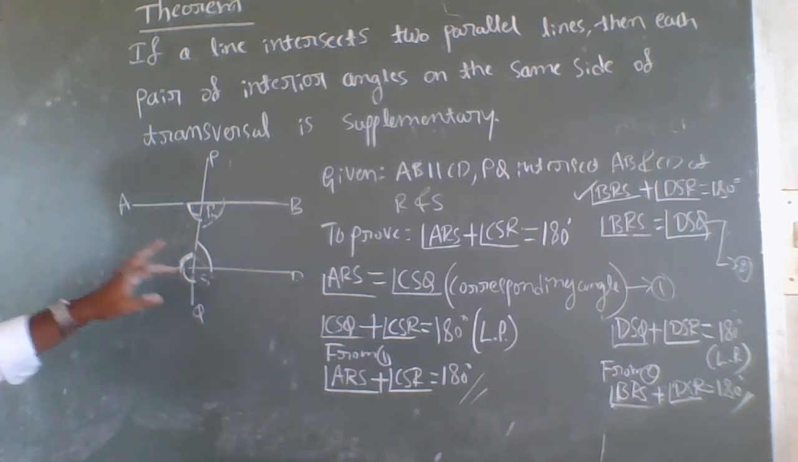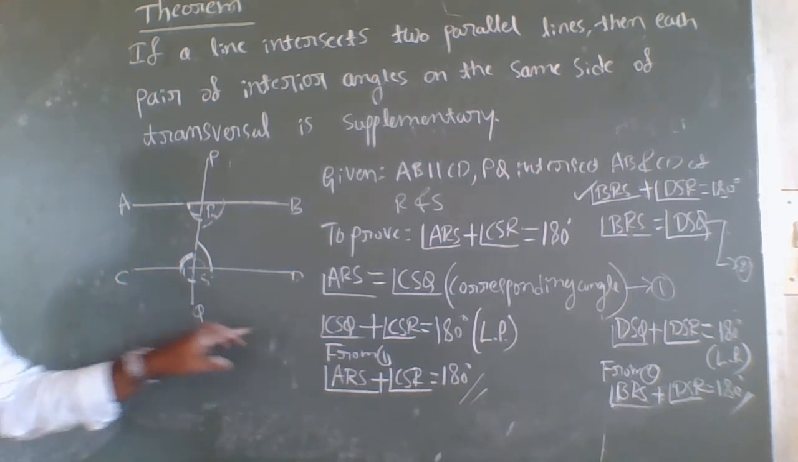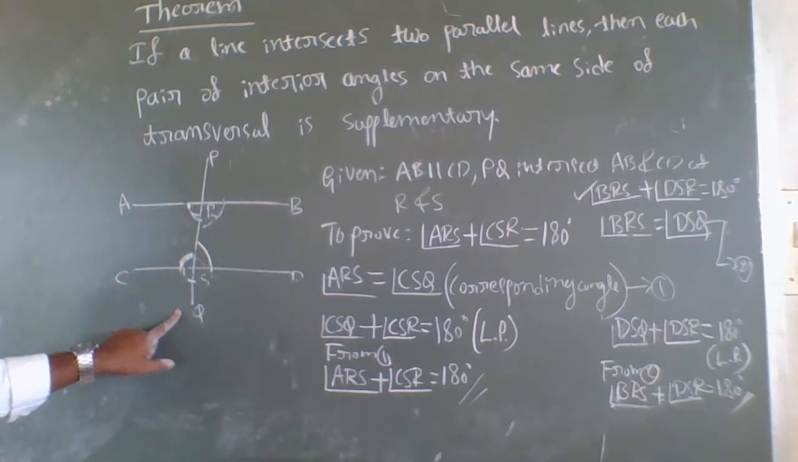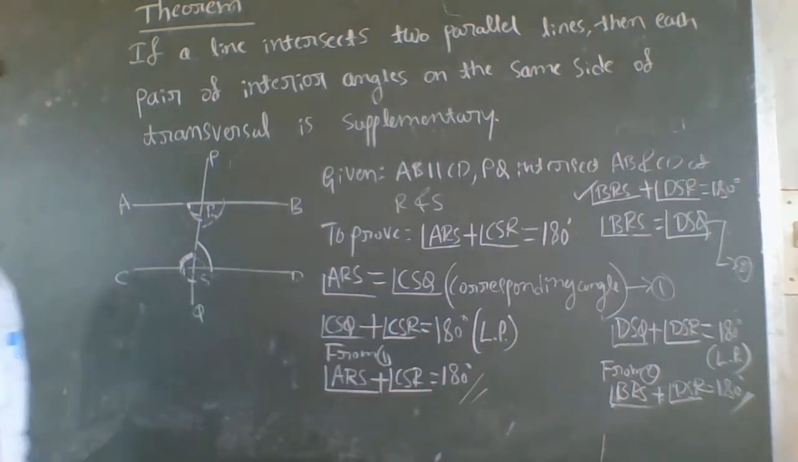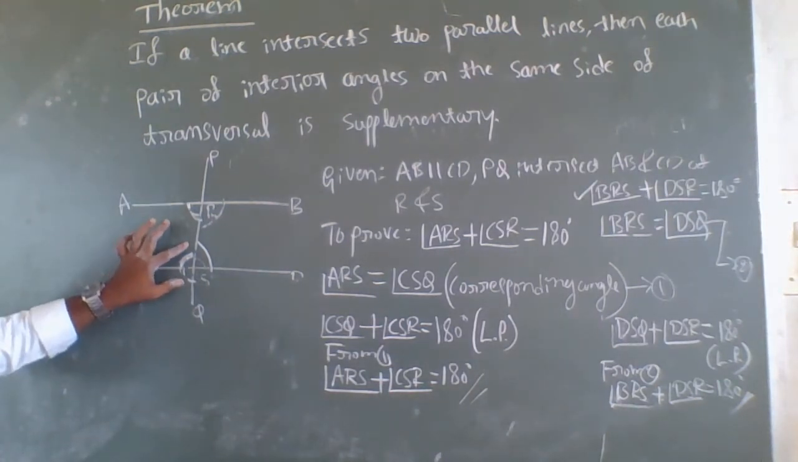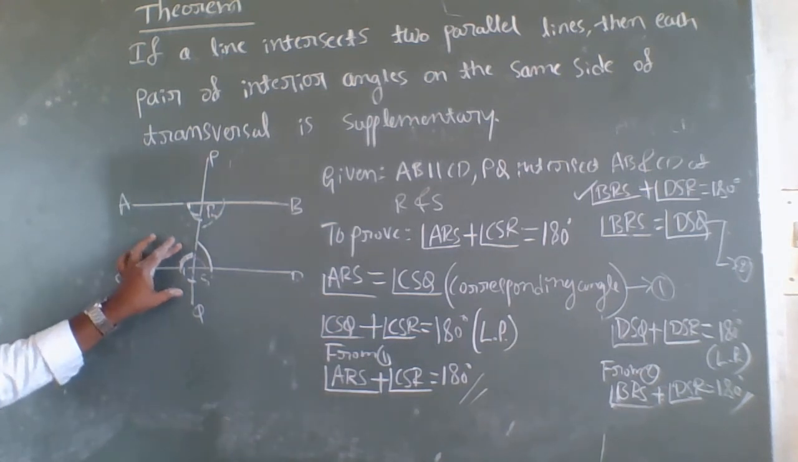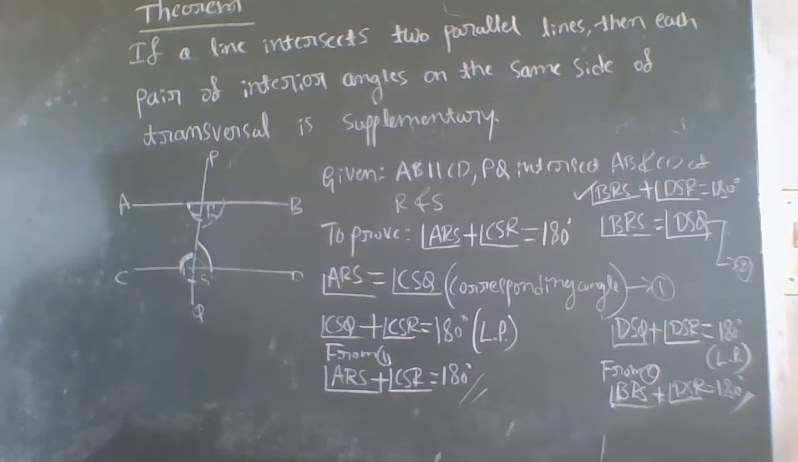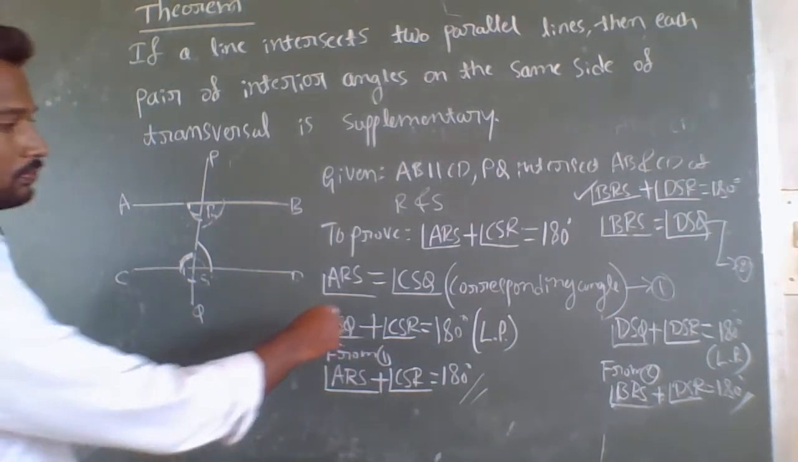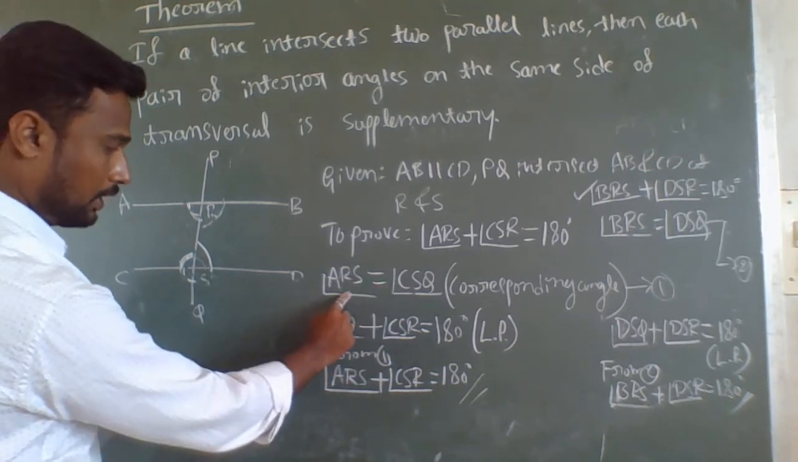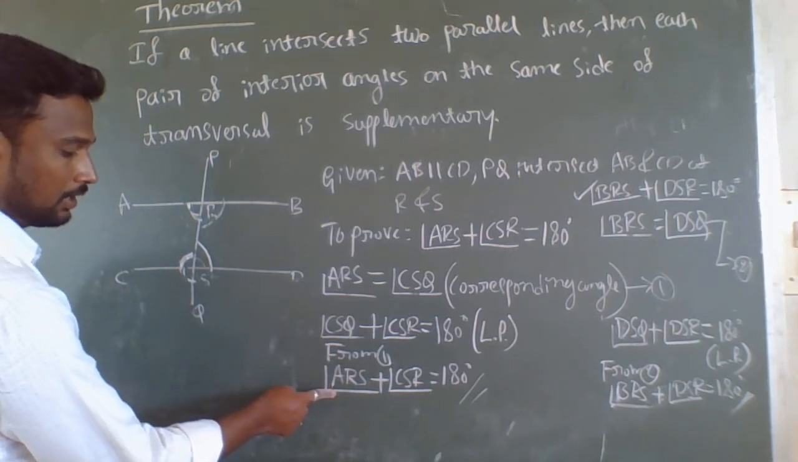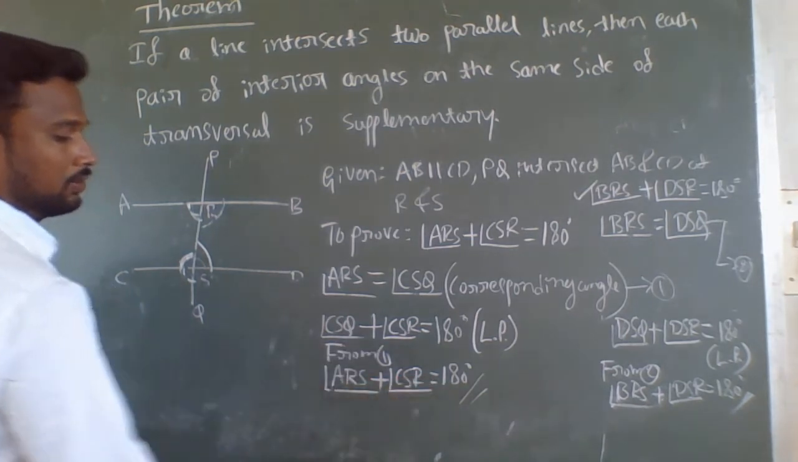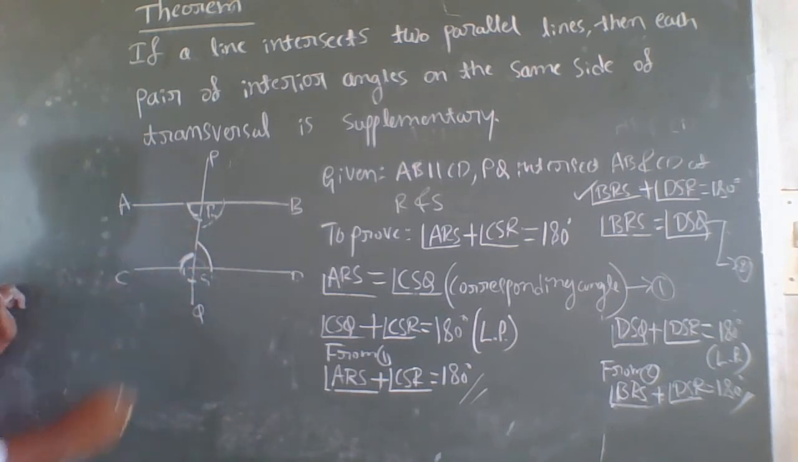In the first step, what have we written? Corresponding angles. ARS is equal to CSQ. Okay? And in the next step, what have we written? Angle CSQ plus angle CSR is equal to how much? 180 degrees because of the linear pair. If you add these two angles, these are on the straight line PQ, you will get 180 degrees. Therefore, CSQ plus CSR is equal to 180 degrees. And from 1, we got ARS is equal to CSQ. So here in the place of CSQ, I will write angle ARS. Therefore, angle ARS plus angle CSR is equal to 180 degrees. Means these two angles are supplementary.